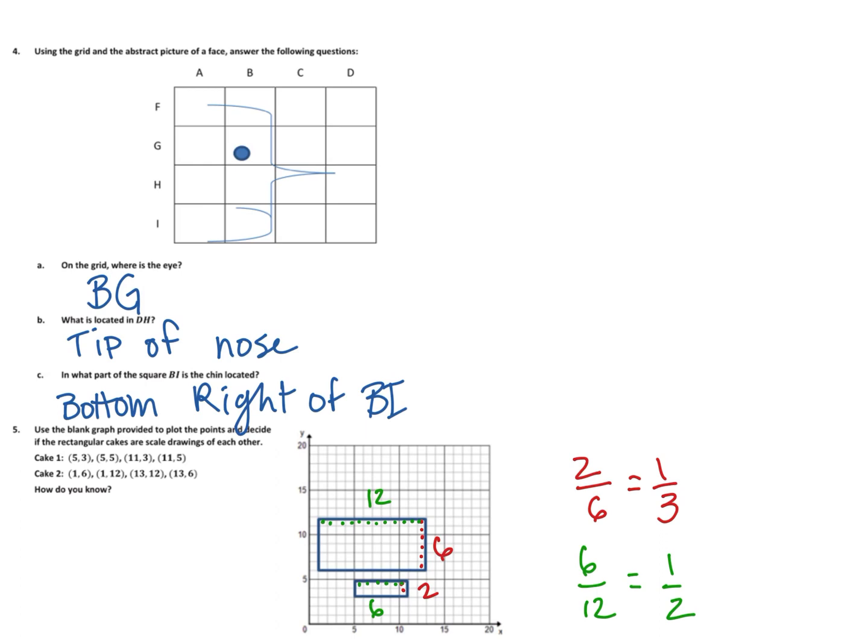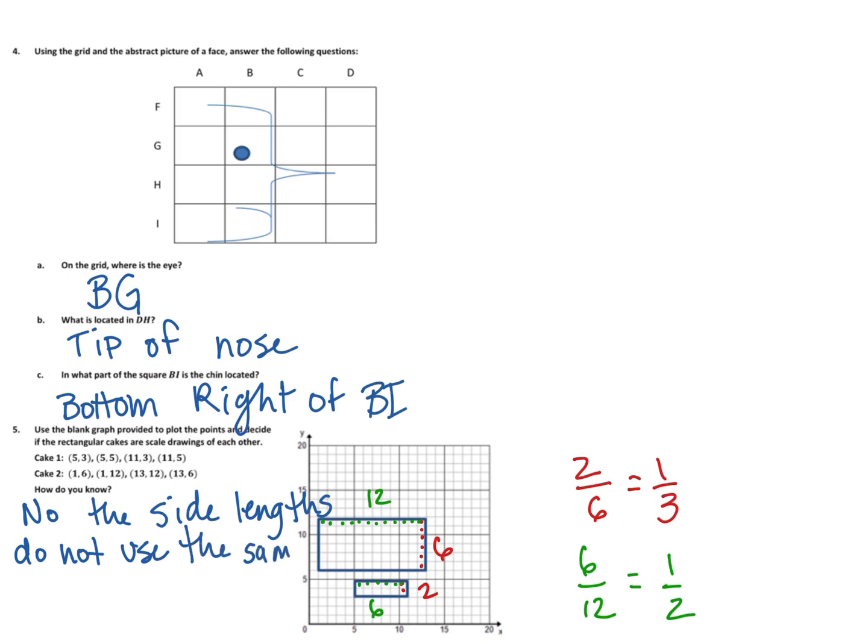So when it says, are they scale drawings of each other? No. The side lengths do not use the same ratio. Another way you could say this is they aren't proportional.